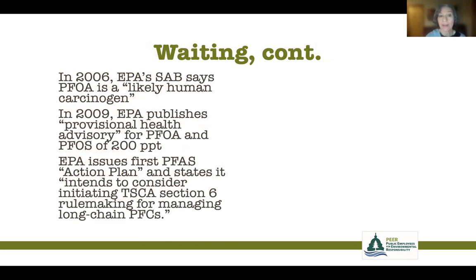EPA's Scientific Advisory Board said in 2006 that PFOA is a likely human carcinogen. In 2009, EPA published a provisional health advisory for PFOA and PFOS of 200 parts per trillion. This stuff is so toxic that we're measuring it in parts per trillion, and the state of California is even considering regulating it in the parts per quadrillion.